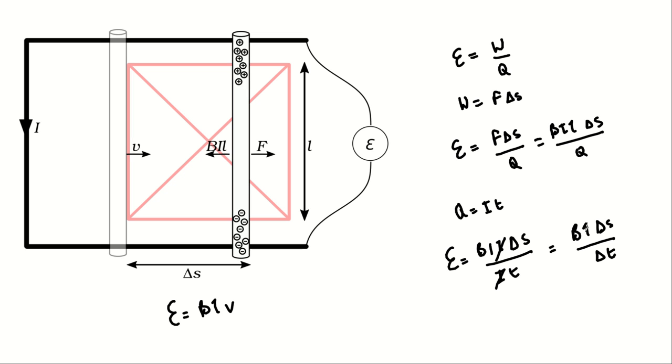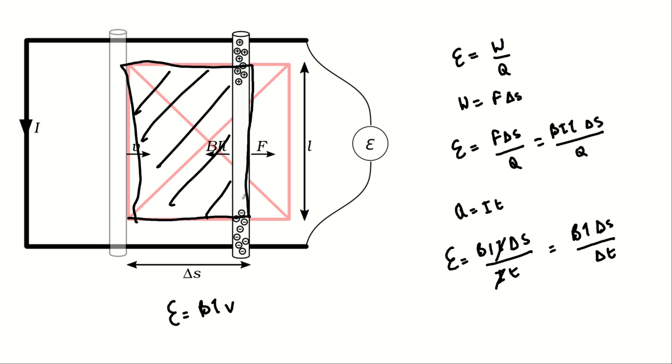We can also think about L times delta S as an area. So it's this area here. There's delta S, there's L. That's the area of the magnetic field that you've swept out or swept through this area here. So we can also say that epsilon is equal to BA over delta T.